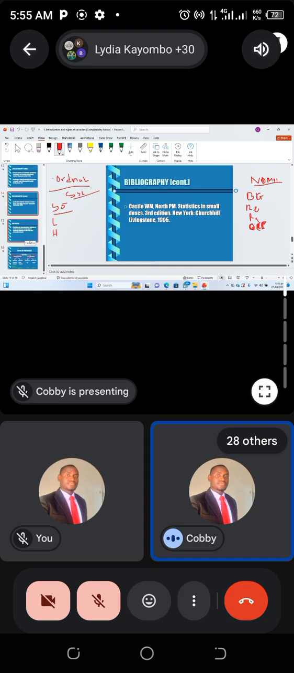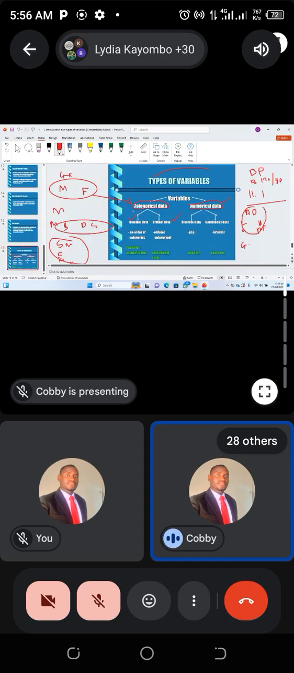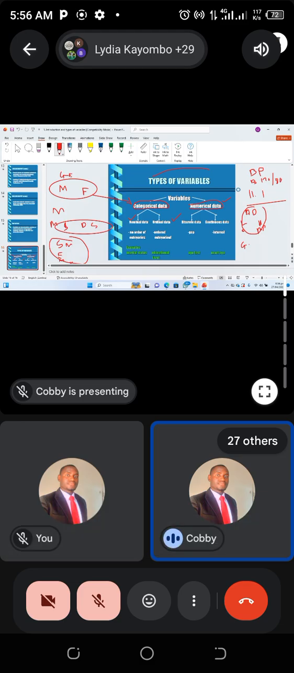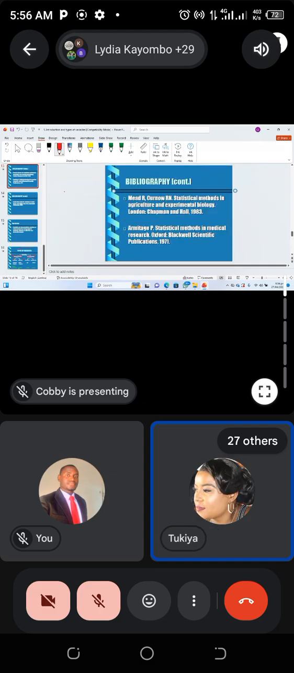So now these are the groups for categorical variables: we have nominal and ordinal. Each piece of information you collect, as long as it's categorical, is going to fall into these groups. Then we have the numeric data, which is further categorized into discrete and continuous variables. Let's do this: this side we put discrete, this side we put continuous.